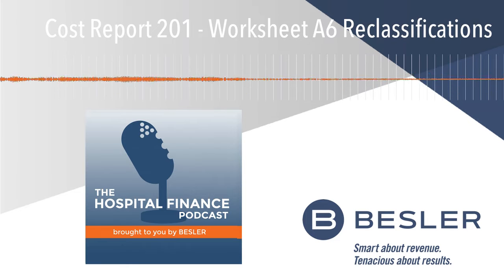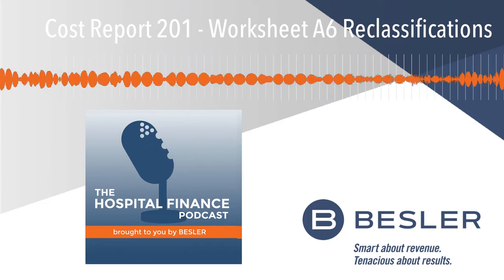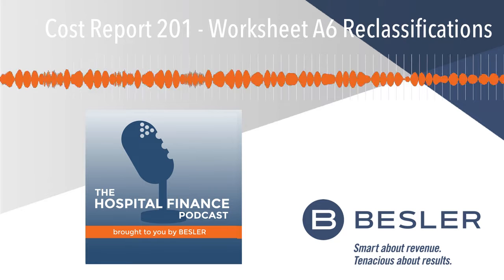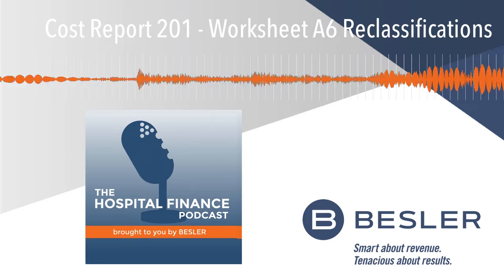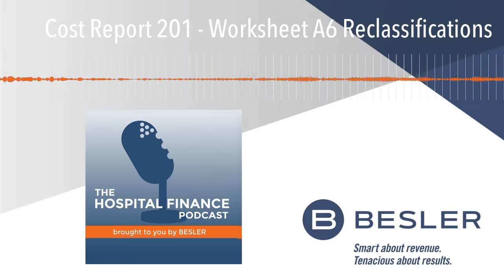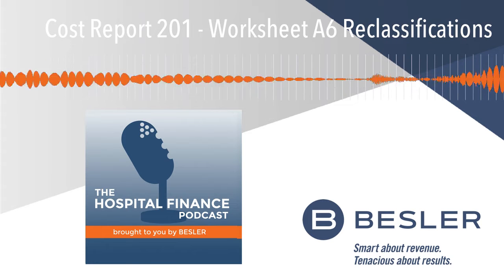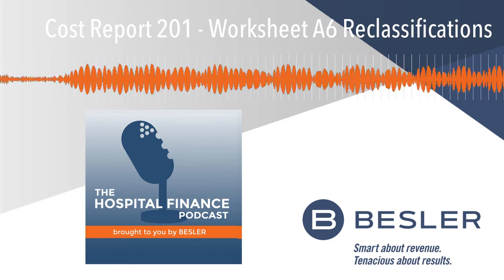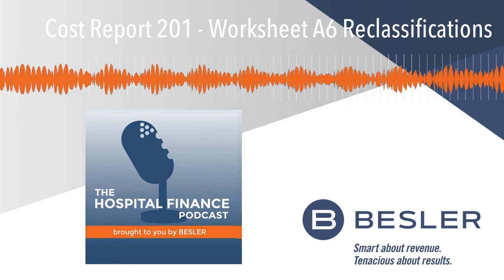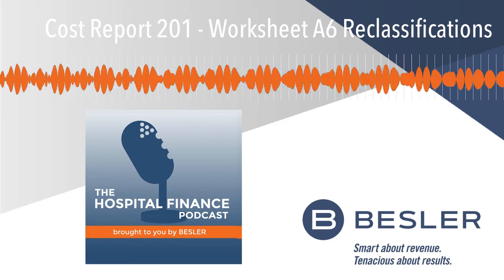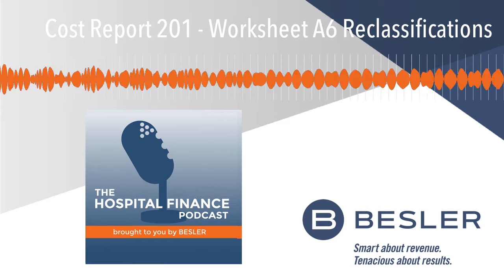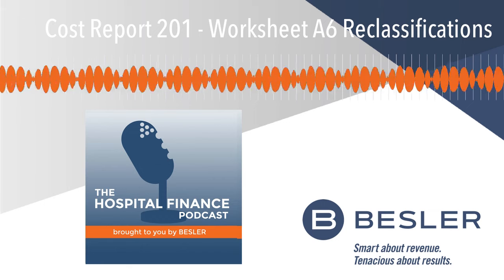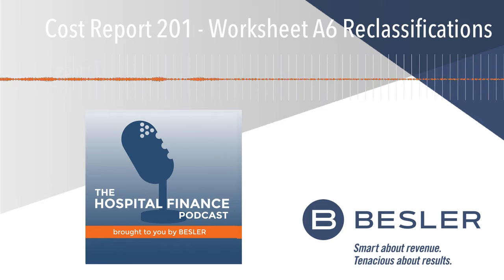Not really. I place A6 reclassifications into two categories: simple reclassifications and complex reclassifications. Now, what's the difference? The way I think about it, a simple reclassification is identifying a natural expense within the general ledger, and then by department, moving that expense from all departments from which it was posted to one or two other Medicare lines.